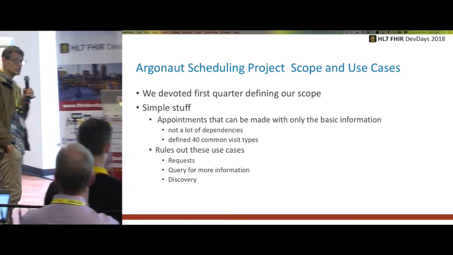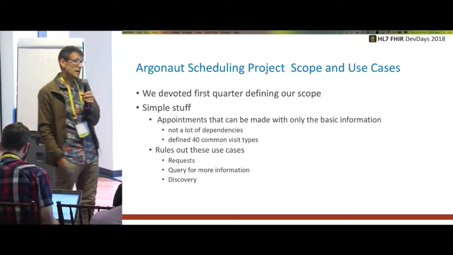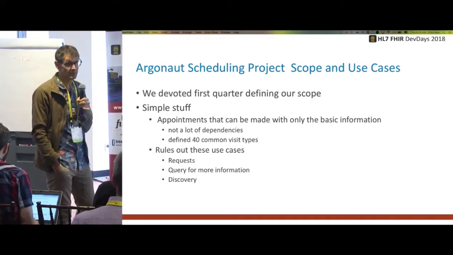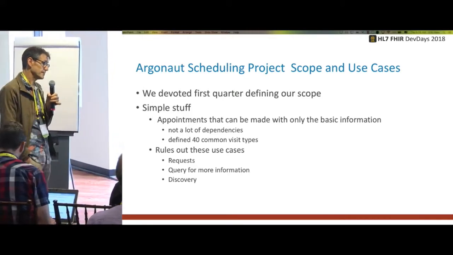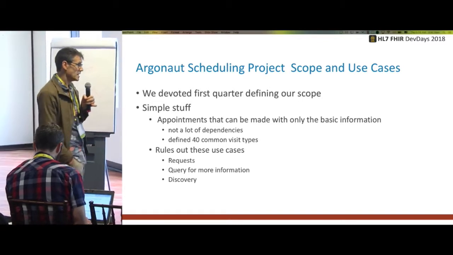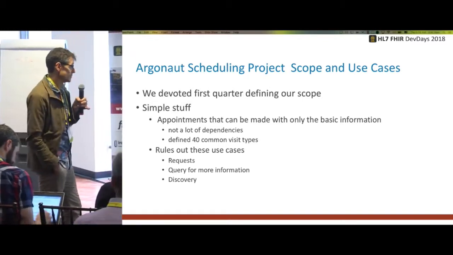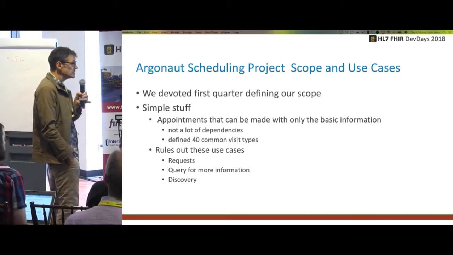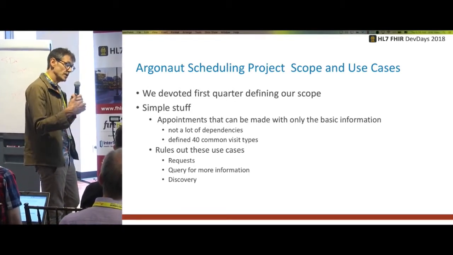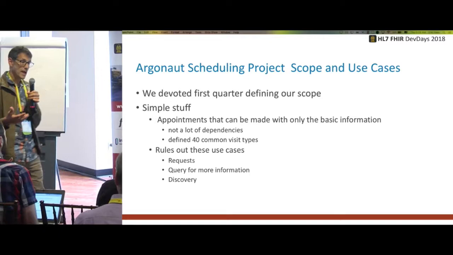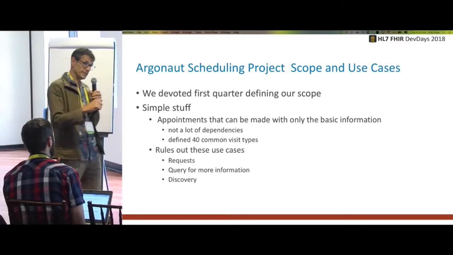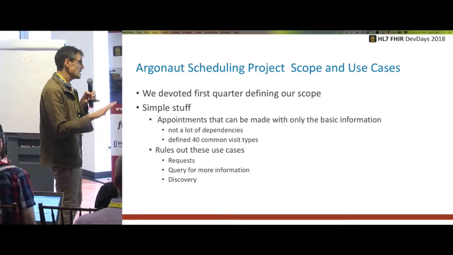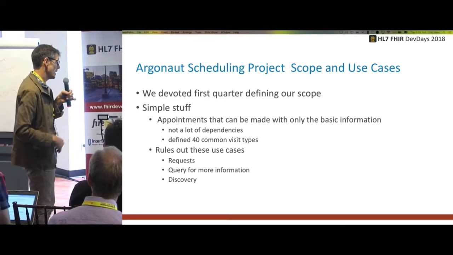And there's a lot of use cases where you need more information. You just can't say, yeah, come in and I'll fix your shoulder. You need more information beyond the basics: who you are, how old you are, sex, and coverage information. So we don't talk about this interplay where you request an appointment and it comes back with a form to fill out to get more information. That we put on the side as a future item.